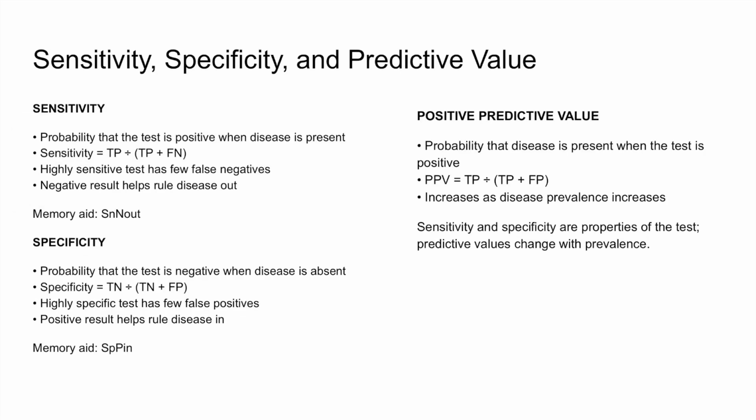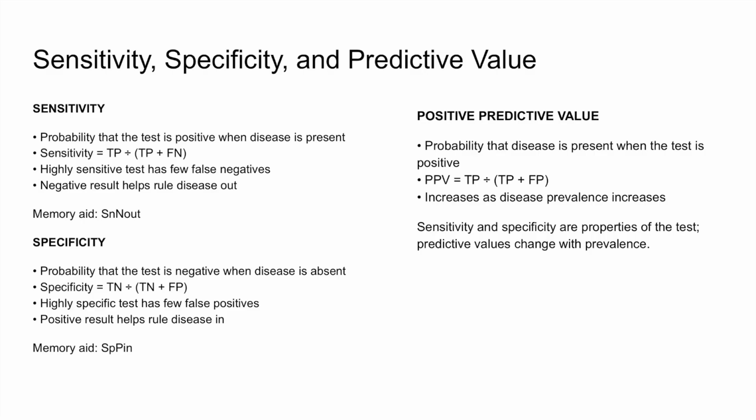So sensitivity begins with patients who truly have the disease and asks how many test positive. It equals true positives divided by all diseased patients. So a highly sensitive test has few false negatives. This supports the mnemonic SNOUT. A negative result on a highly sensitive test helps rule disease out.